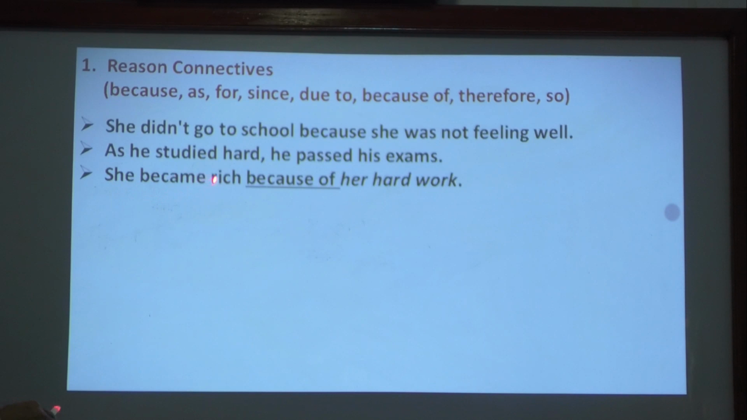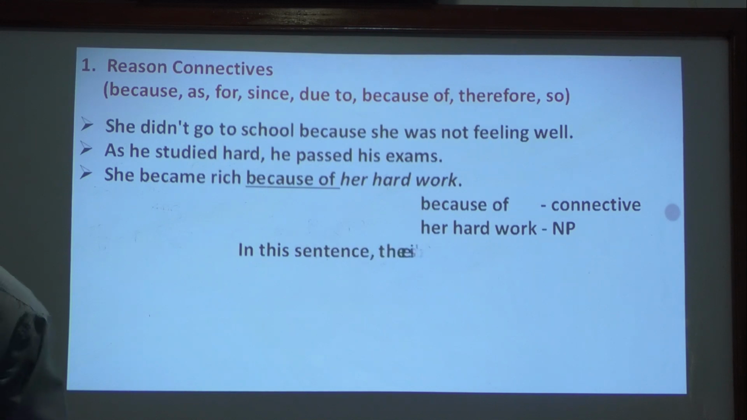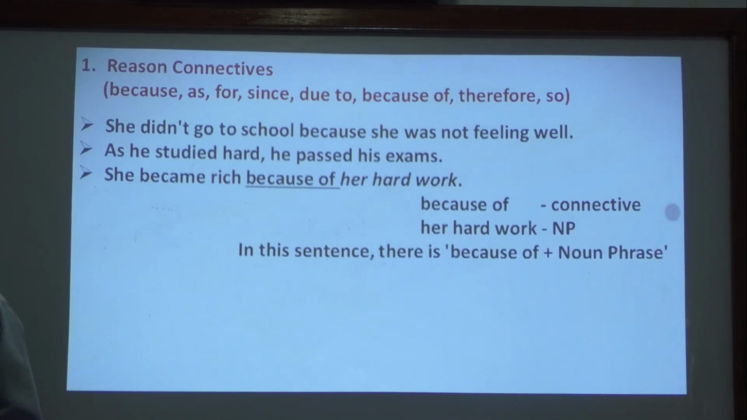So she became rich. What's the cause of her richness, or what made her rich? So her hard work. So this is what? Noun phrase. After because of, after in spite of, after despite, we should use a noun phrase. After because of, we can't write a complete sentence, only a noun phrase. Because of is the connective here. So her hard work is a noun phrase. And in this sentence, there is because of plus noun phrase.